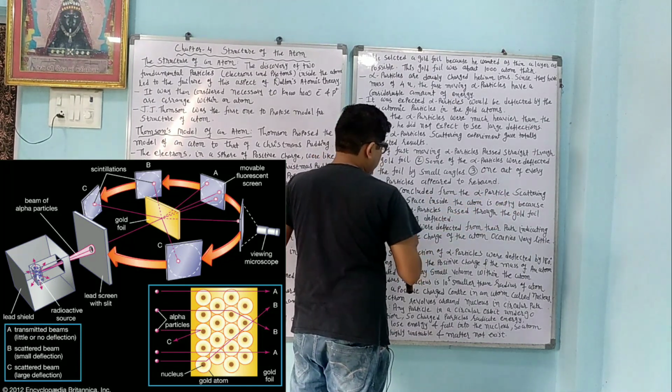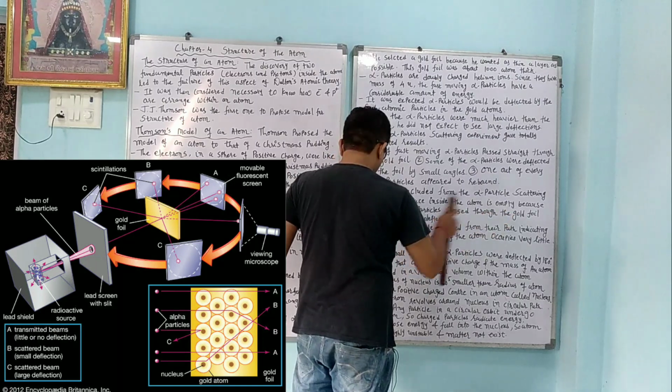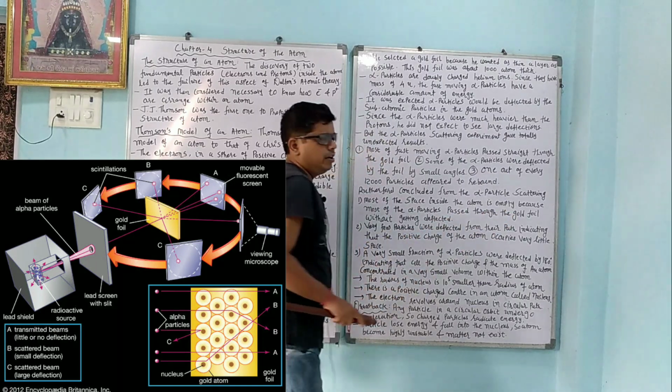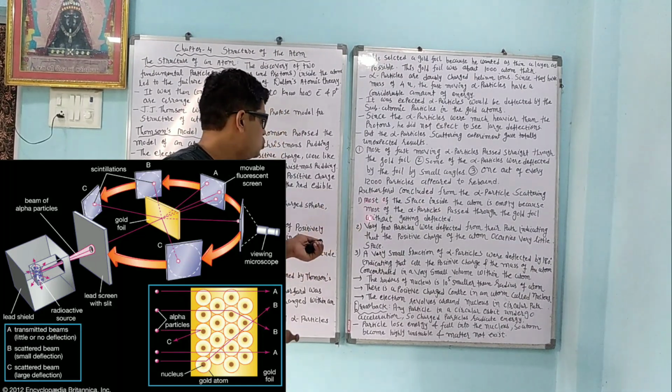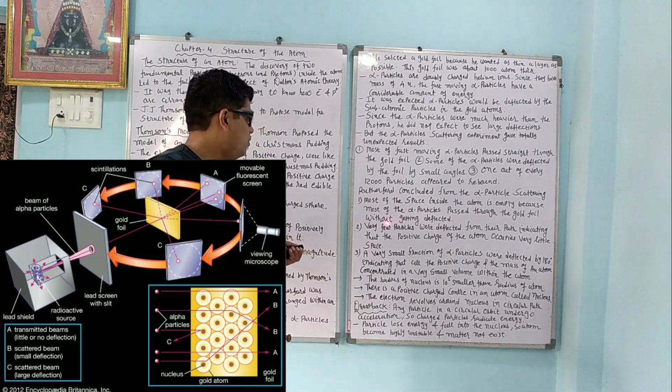empty, because most of the alpha particles pass through the gold foil without getting deflected. Initially he believed that most of the alpha rays would be deflected, but most of the alpha rays passed through the gold foil without getting deflected.